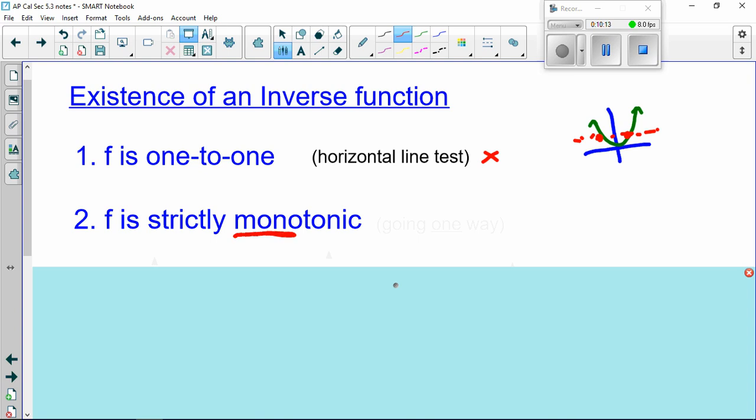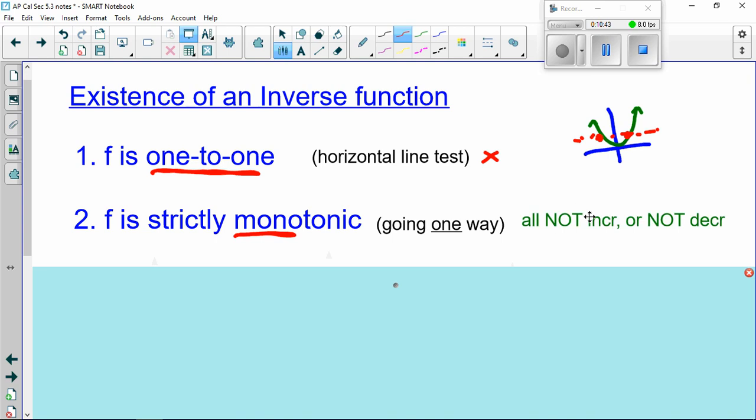So these are related because f is one-to-one, so one x value for every one y value. Well, the second one, talking about monotonic: mono still means one, but what this word really means is going one way. So what we mean is either it's going to be all increasing or flat, it just doesn't have any decreasing parts, or the other way around.